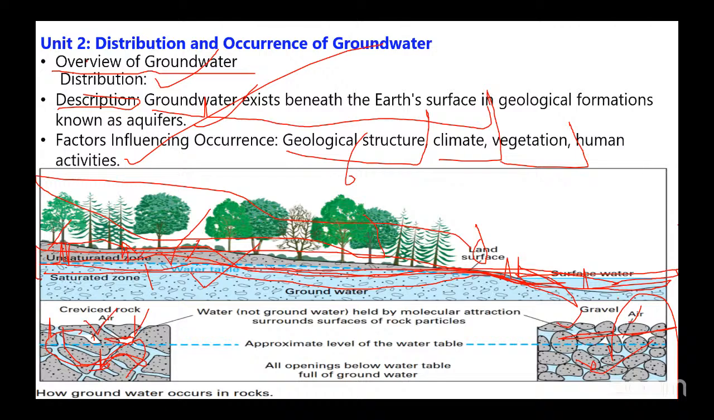So the upper part of the saturation zone is called the water table. And below this water table is the saturation zone, and the water present in the saturated zone is called groundwater.